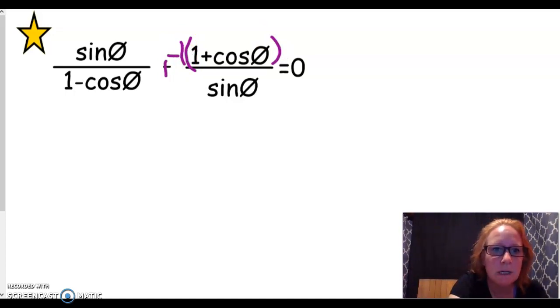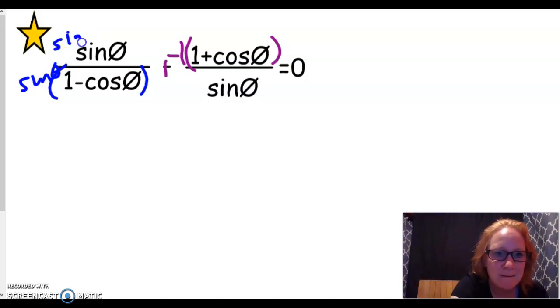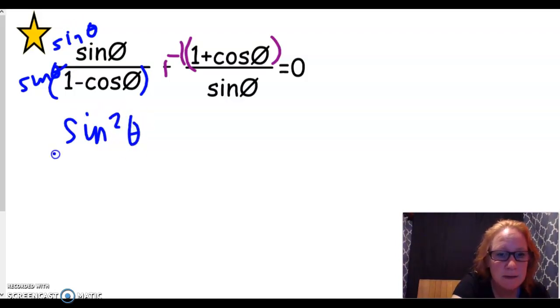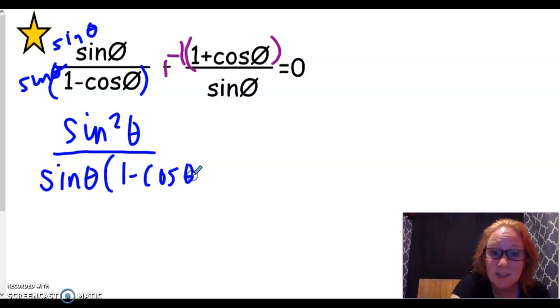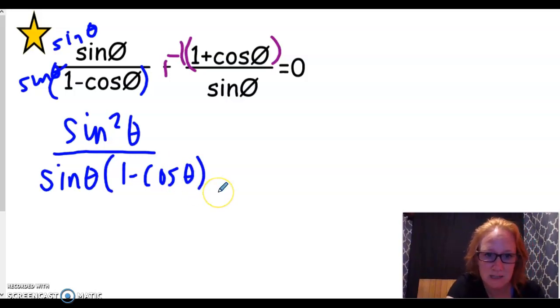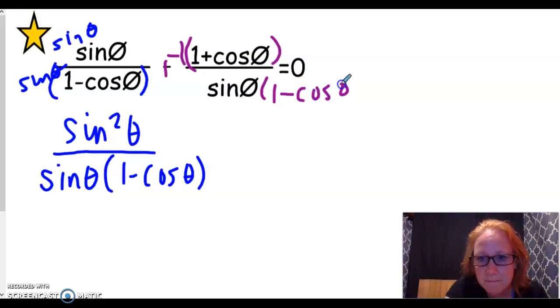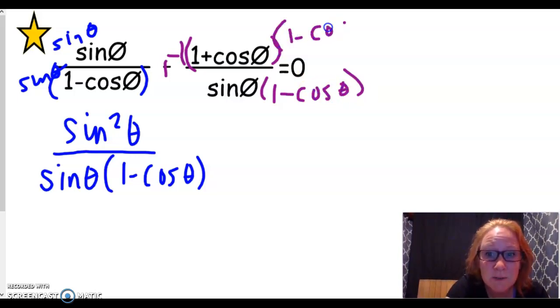Okay, so now what do I have? I need to put in a sine theta and a sine theta over on this side. So I get sine squared theta on top over sine theta times 1 minus cosine theta. Now you can't just start simplifying, canceling things out. Like these sines, we don't want to cancel them. We just put it in there to make things work better. Now over here, I'm going to put in 1 minus cosine theta. Up here, 1 minus cosine theta.